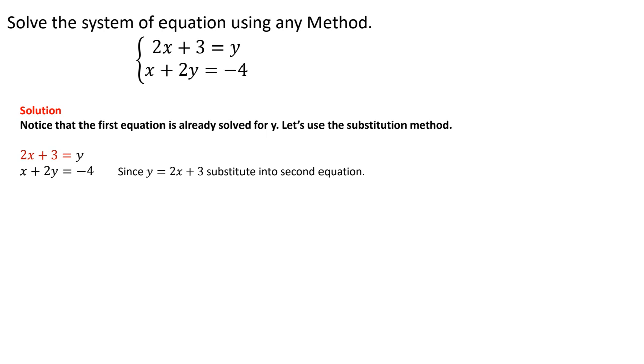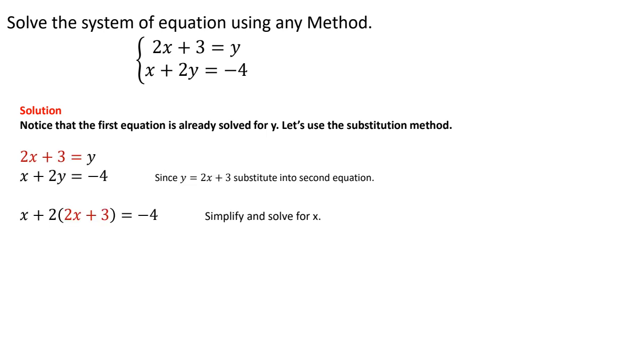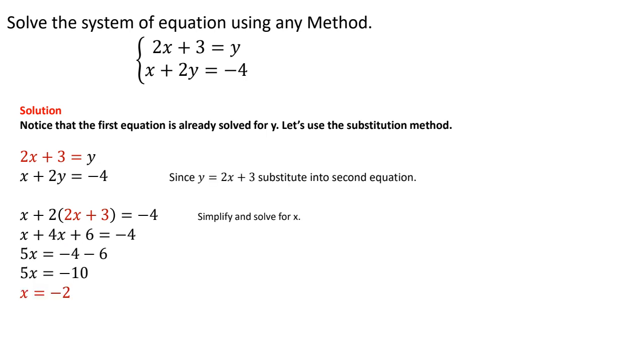Okay, let's substitute, and I have x plus 2 times (2x plus 3) equals negative 4. I'm going to simplify. The first thing I need to do is distribute this 2 to the 2x plus 3. So again, x plus 4x plus 6 equals negative 4. I'm going to combine my like terms. x plus 4x is 5x. I'm going to move the 6 to the other side by subtracting it. So I have negative 4 minus 6, which gives me a negative 10. To solve for x, I'm going to divide both sides by 5. So x is equal to negative 2.